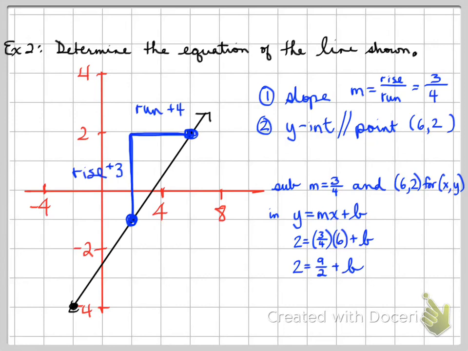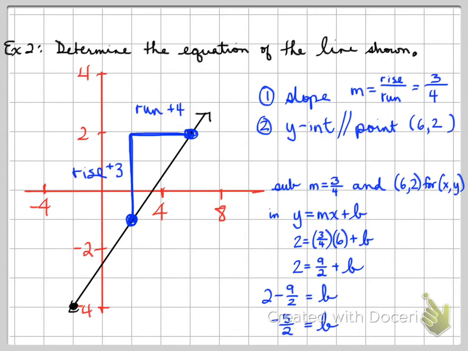So now we have that. We need to isolate for b, so it will be 2 minus 9 over 2. 2 minus 9 over 2 will equal our b value. That will result in a value of -5 over 2, which is about -2.5. And remember earlier, we had said it's between -2 and -3. So we know that the b value is equal to -5 over 2.